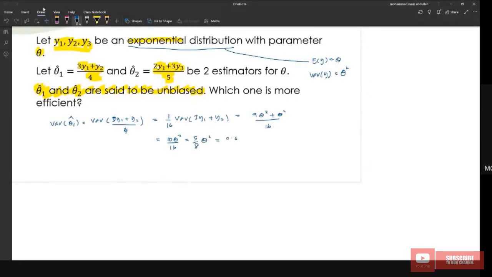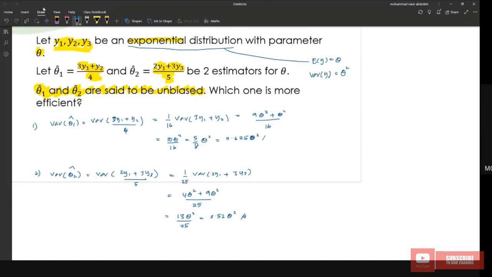This is 0.625 theta squared. This is number one. Number two, we need to find the variance of theta 2 hat, which is equal to the variance of (2Y1 plus 3Y3) divided by 5. So this is 1 over 25 times the variance of 2Y1 plus 3Y3. So this is (4 theta squared plus 9 theta squared) over 25, which is equal to 13 theta squared over 25, which is also equal to 0.52 theta squared.